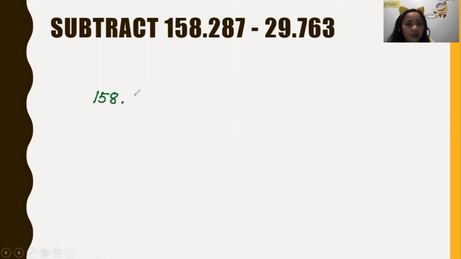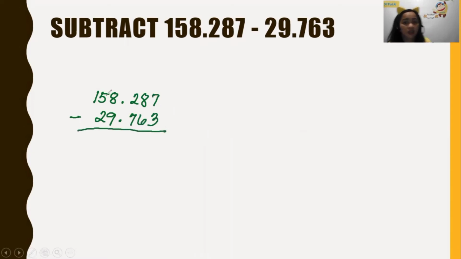158 and 287 thousandths minus, the 29 is aligned under the 58, because it is the ones digit and then we have the tens digit. 763 thousandths. Now let us subtract.